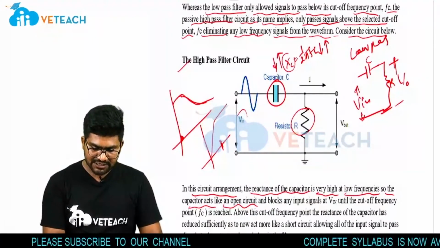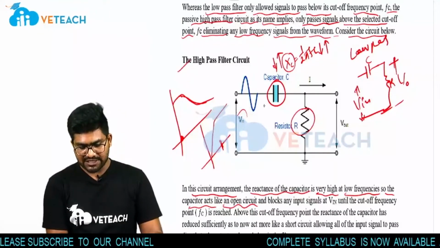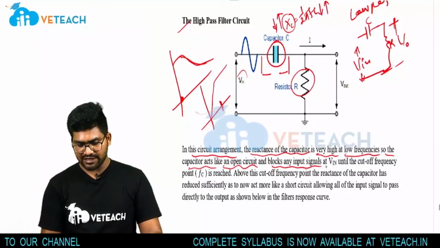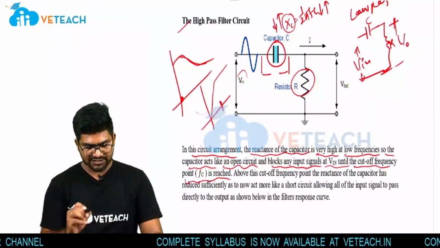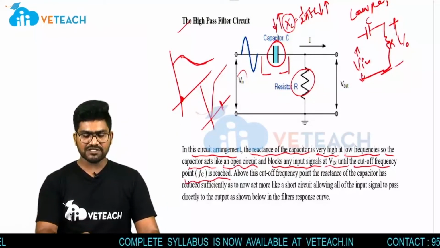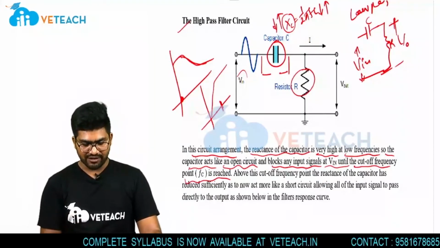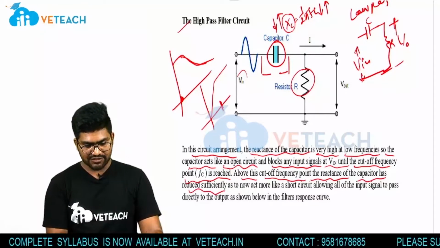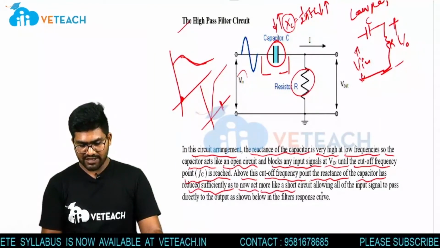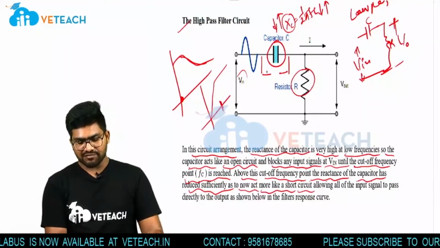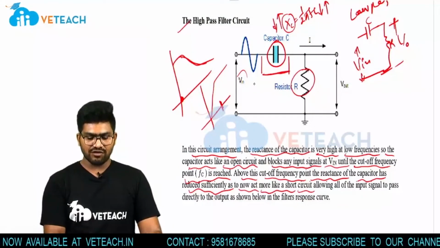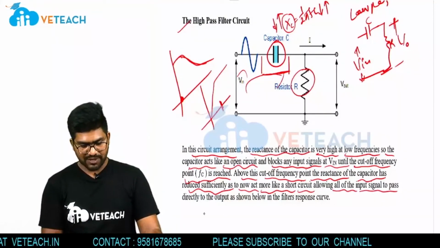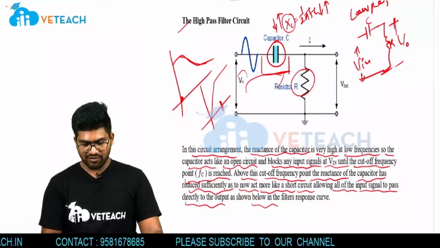So if the reactance is very high and the frequency low, the capacitor acts as an open circuit, and it blocks any input signal at Vin until the cutoff frequency point is reached. So until reaching Fc, the capacitor will block the input voltage by opening. Above this cutoff frequency point, the reactance of the capacitor is reduced sufficiently to act more like a short circuit. So after this cutoff frequency, the capacitor behaves like a short circuit. Now Vin is transferred to the output voltage, allowing all the input signal to pass directly to the output, as shown in the filter response curve below.